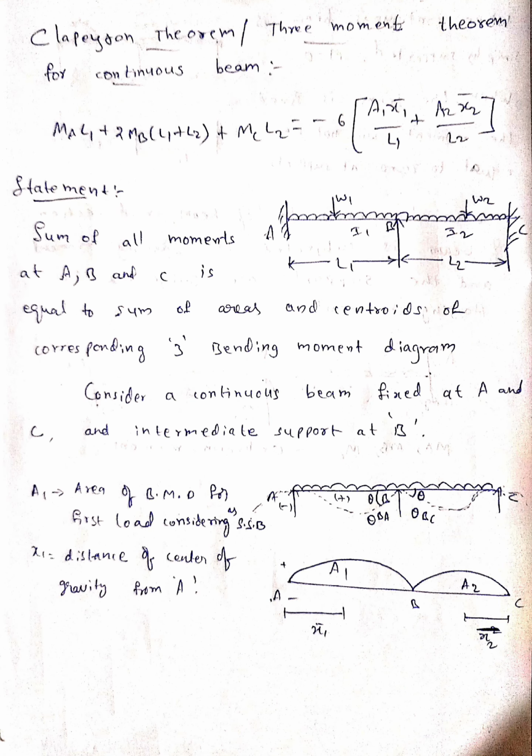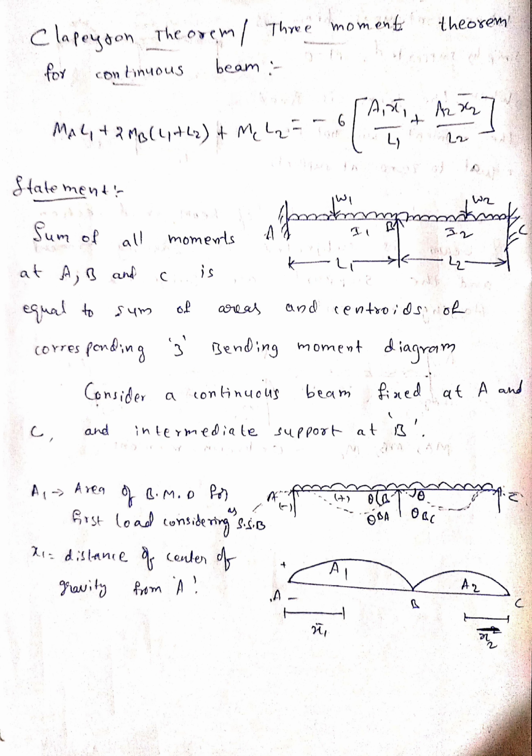Now let us discuss an important theorem, Clapeyron's theorem, also called the three moments theorem for continuous beam. Coming to the statement, the sum of all moments at A, B and C is equal to the sum of the areas and centroids of the corresponding bending moment diagrams. Consider a continuous beam as shown in the figure with fixed end supports at A and C and intermediate support at B, and UDL is there. W1 is the load on AB and W2 is the UDL on BC, I1 is the moment of inertia for AB and I2 is the moment of inertia of BC. Similarly, L1, L2 are the lengths.